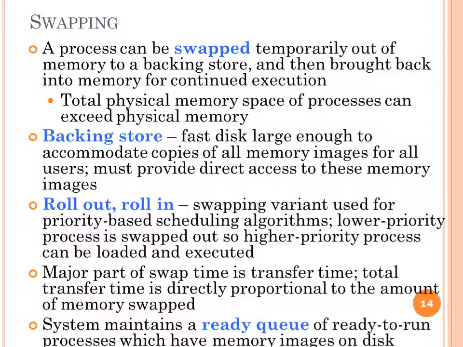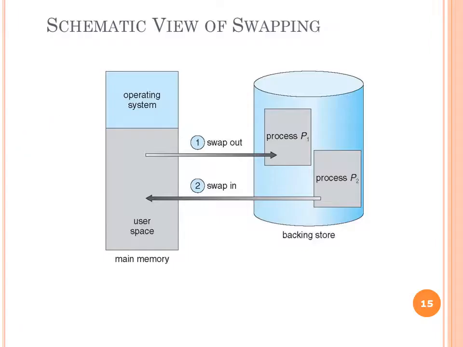Whenever the CPU scheduler decides to execute a process, it calls the dispatcher. The dispatcher checks to see whether the next process is in memory. If it is not, and if there is no free memory region, the dispatcher swaps out a process currently in memory and swaps in the desired process. It then reloads registers and transfers control to the selected process. The figure in slide number 15 shows a schematic view of swapping.